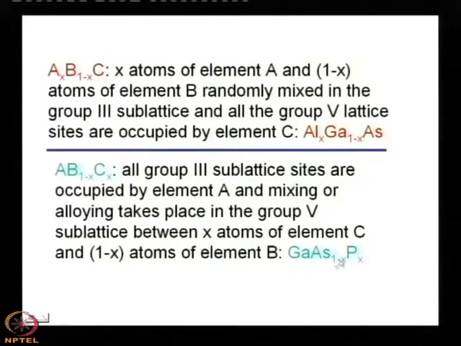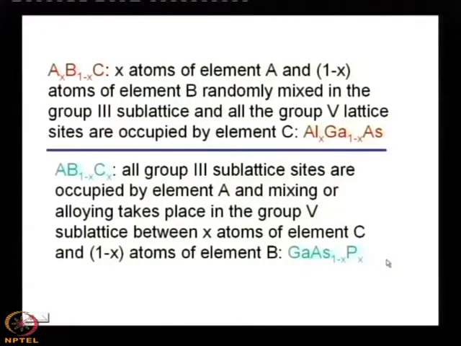The example is gallium arsenide phosphide. Here you see that gallium occupies the group 3 sublattice and arsenic and phosphorus are group 5, they will occupy the group 5 sublattice. Okay. So, this is another example of the band gap engineered materials.